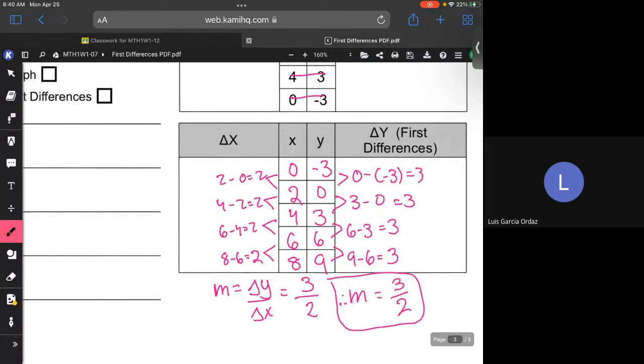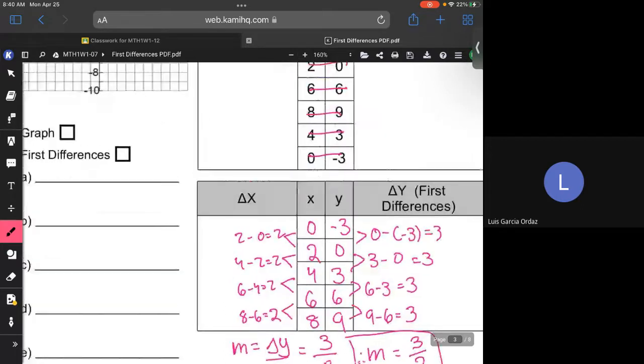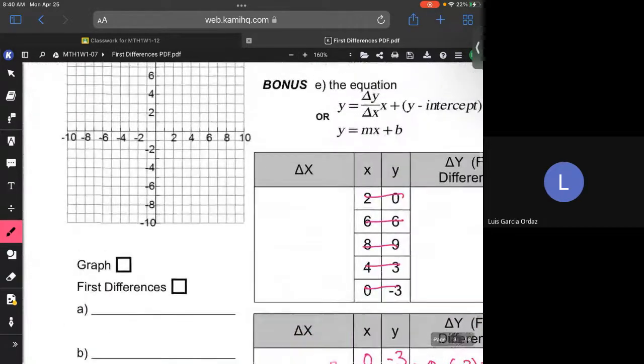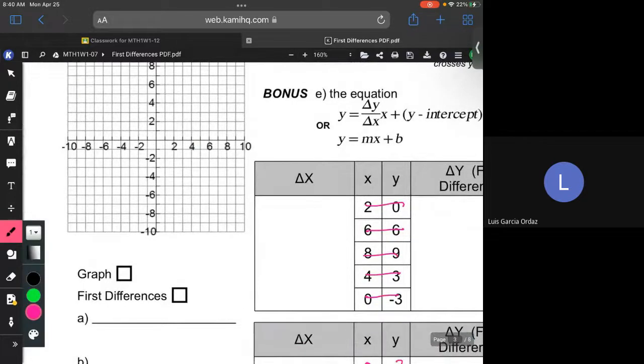So now I can actually go ahead and plot my points and see if I can figure out a linear equation for my line. So I'm just going to move up. Don't freak out yet. I'll come back down to this. I just want to plot my points. So I got 2 and 0, which is right here. 6 and 6.